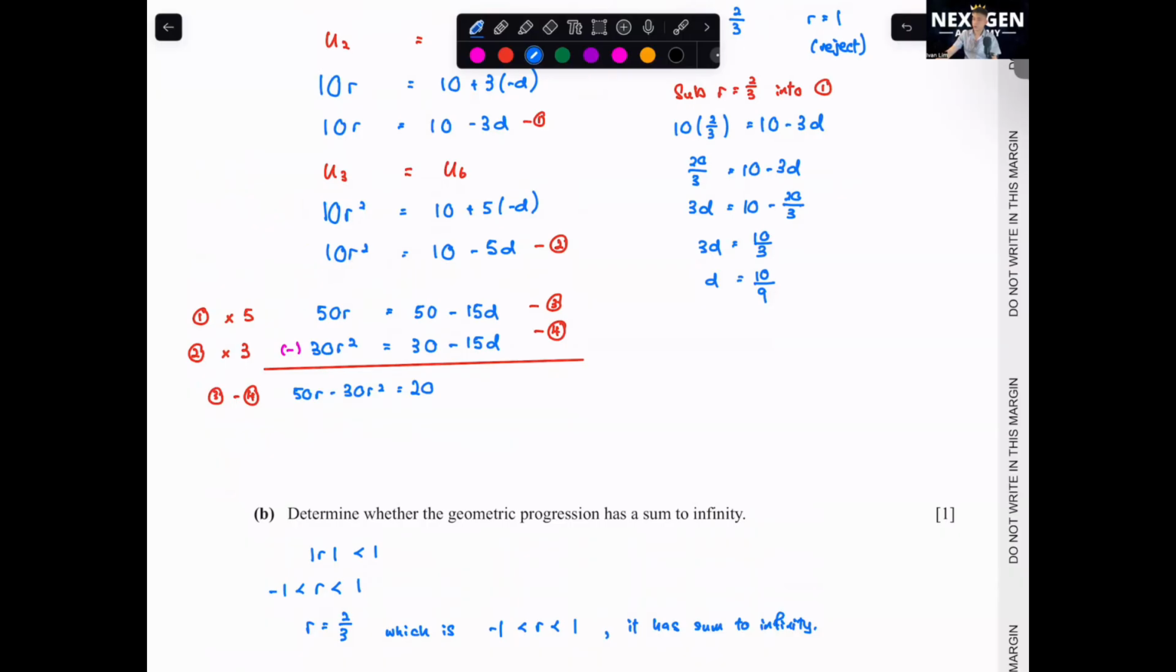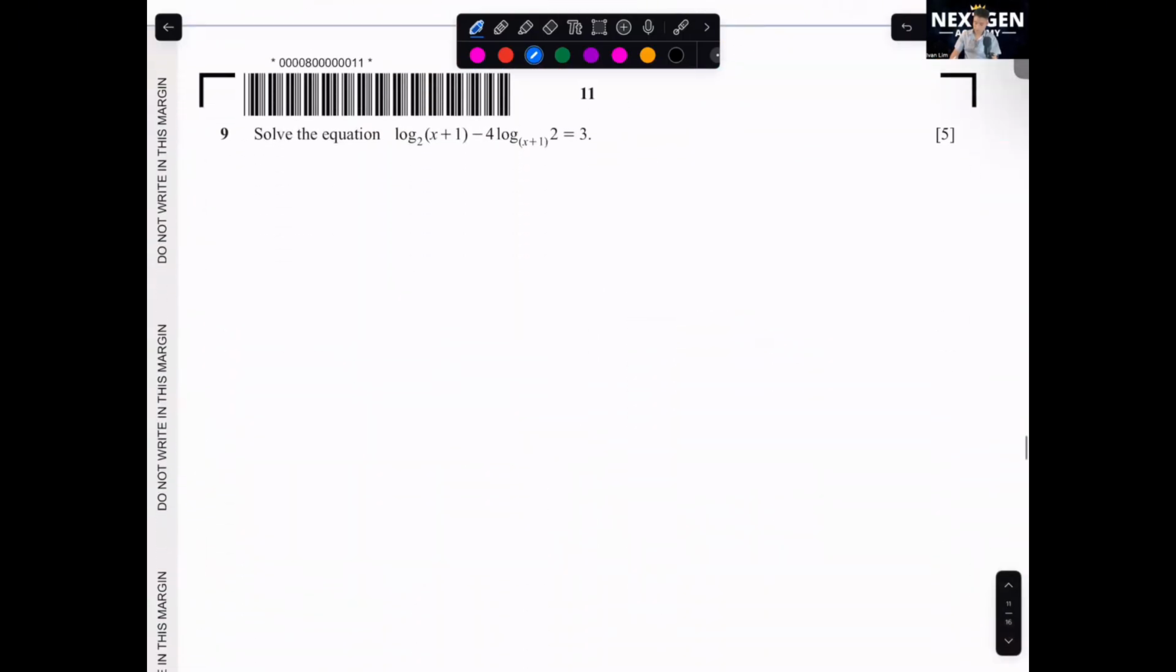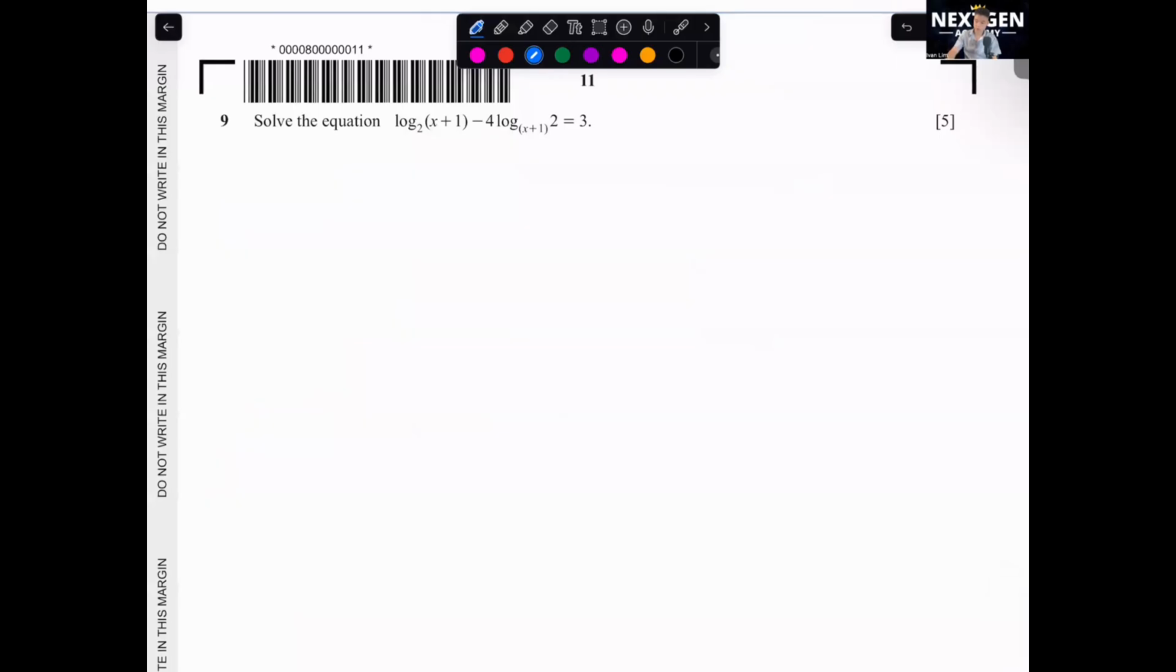Let's move on to question 9. Okay, number 9. Solve the equation log base 2x plus 1 of 4, minus log base 2 of x plus 1, equals 3. Okay, this is on logarithm. When we have different bases, we have to change it to the same base first. So which base do you want to change it to? Up to you. You want to change it to log 2 or log x plus 1? Entirely up to you. For me, I want to change it to log 2.